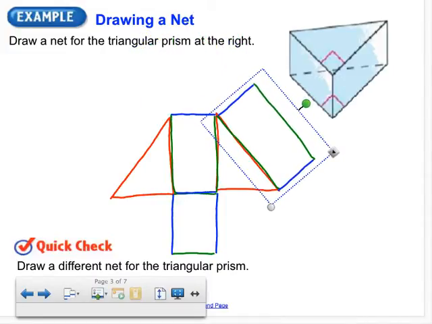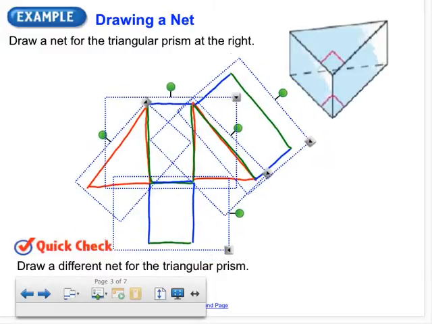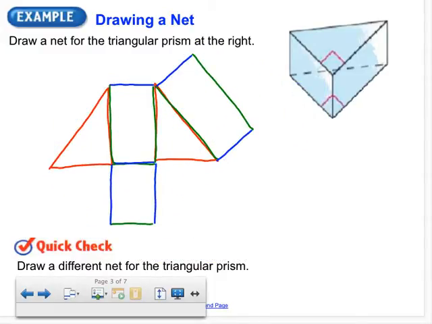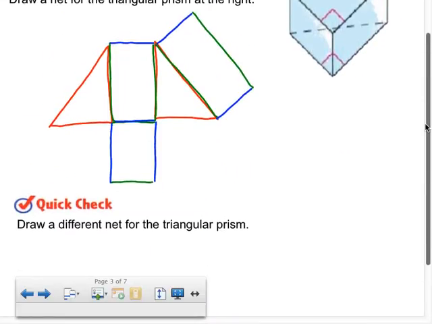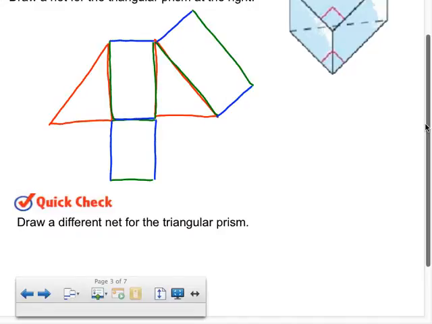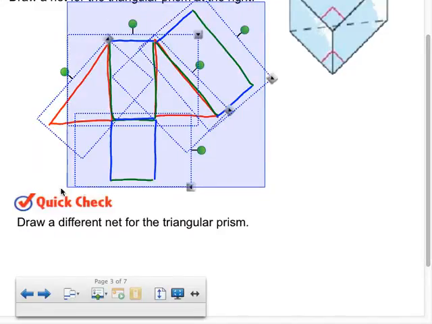Okay, so I'm going to put my net. Did anyone have a net like that? No. But you guys understand the net once I explained it, right? Okay. All right, so here's what I want you to do. I already showed you two nets for the triangular prism.